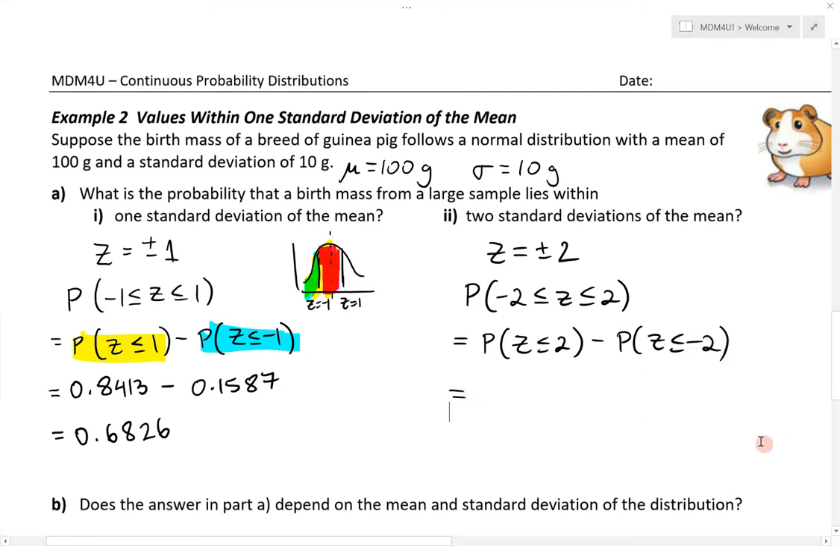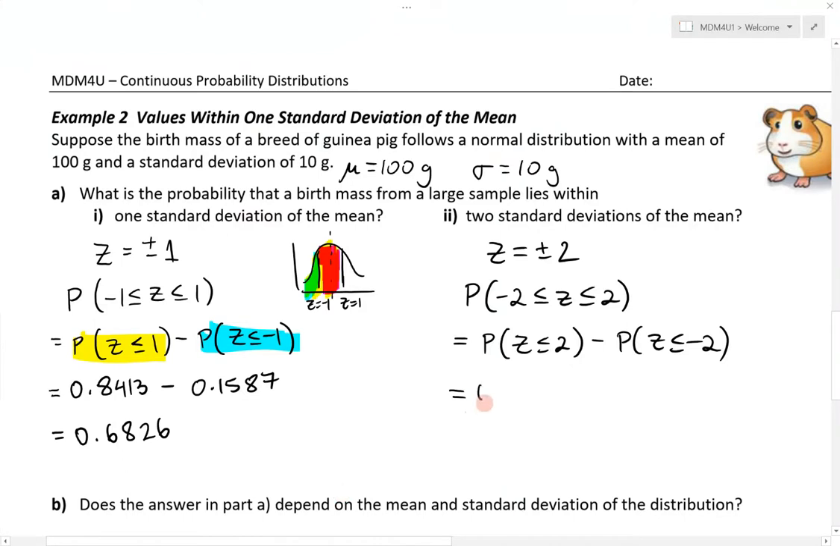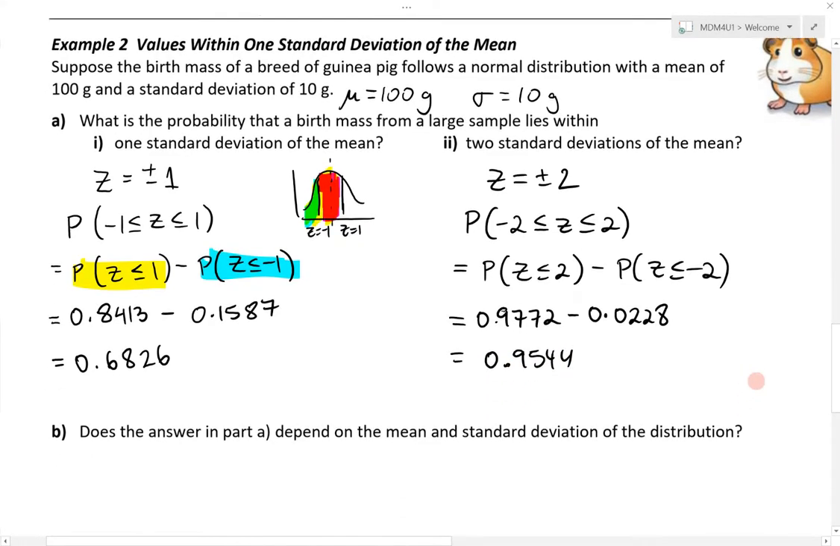So if I go to the z-score table for this one, at +2 I have 0.9772. For -2 I have 0.0228. I'm going to subtract those two values. So 0.9772 minus 0.0228, and together that makes 0.9544. So there's a 95% chance that the birth mass from the sample is between -2 and 2, or 2 standard deviations from the mean, and there's only a 68% chance that the sample birth mass is within 1 standard deviation of the mean value.